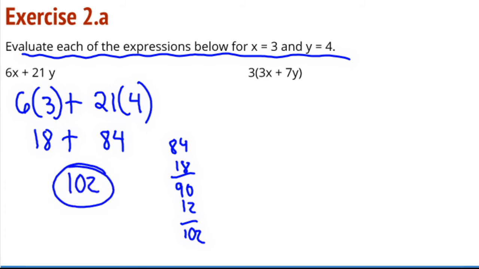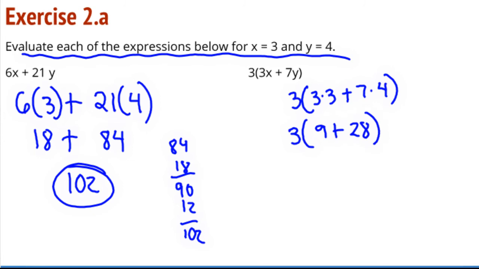So there's one. And then I'm going to come over to this other expression. 3 times 3 times 3 plus 7 times 4. So I've done my substitution there. And now I work the parentheses inside. First, 9 plus 28. 3 times 9 plus 28 gives me 37.